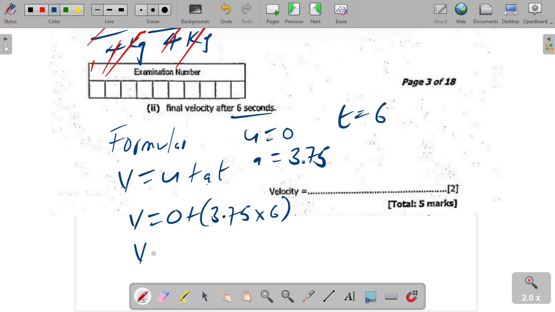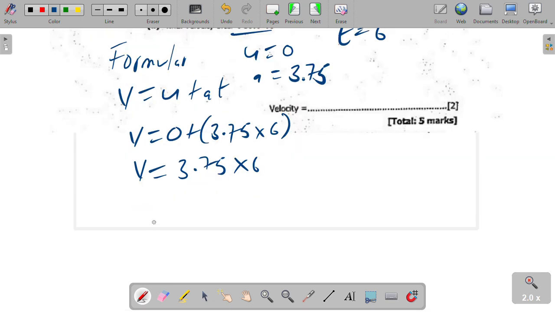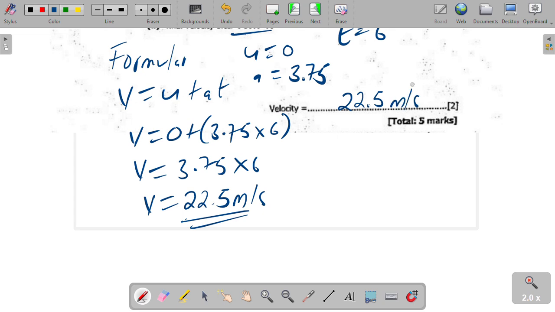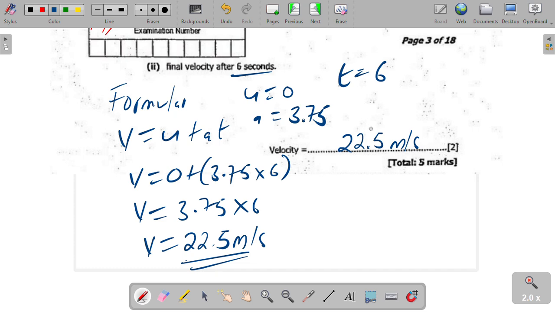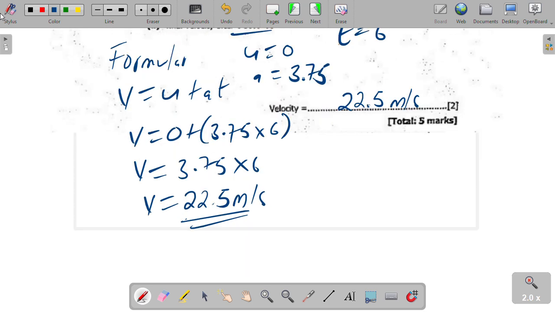So here we now multiply 3.75 times 6 seconds. Okay, what do we get? Our correct answer is 22.5 meters per second. So this is the final velocity, and we write here 22.5 meters per second. This is how you answer such a question. I hope you're taking notes.